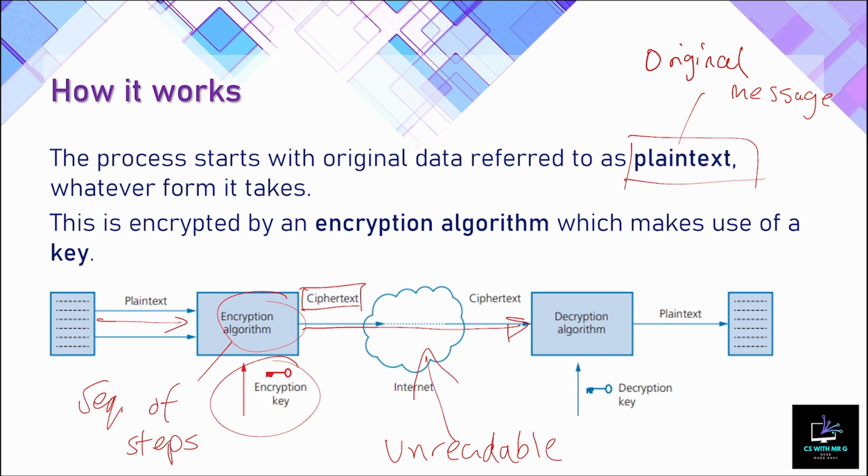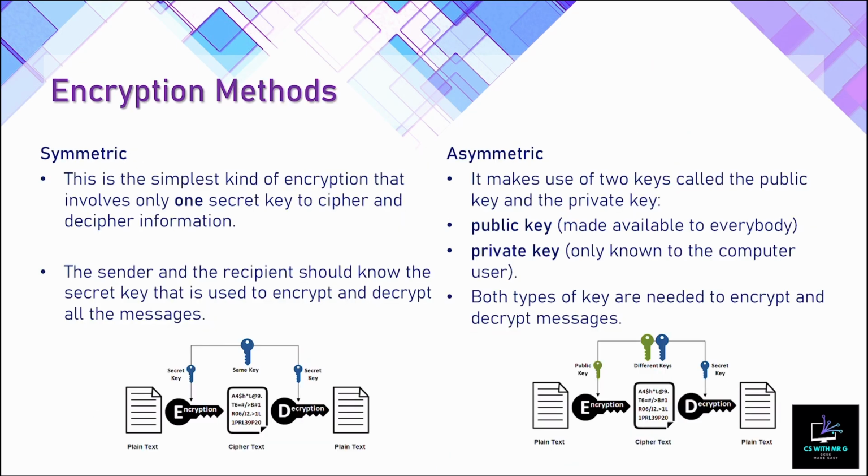On the other side, it goes through the same decryption algorithm using a decryption key and then is changed back into plain text. So with that in mind, I've mentioned here a couple of keys. We've got an encryption key and a decryption key. Now, depending on the type of encryption that takes place will determine if these two keys are the same or not. And that's where we come to these two terms, symmetric and asymmetric.